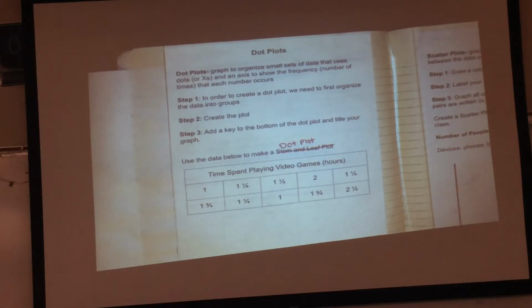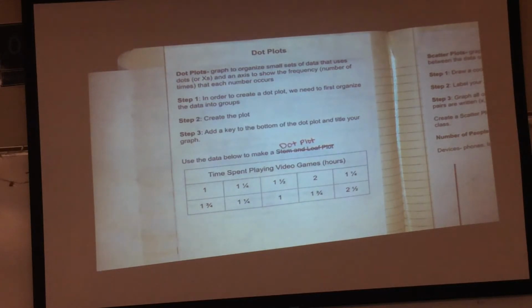Y'all should have done dot plots last year, right? Yes. And some relief plots last year. The only thing really different this year about dot plots and stem-and-leaf is we're going to add decimals and fractions to that. So the steps are the same, but now you're going to have decimals and fractions as well.